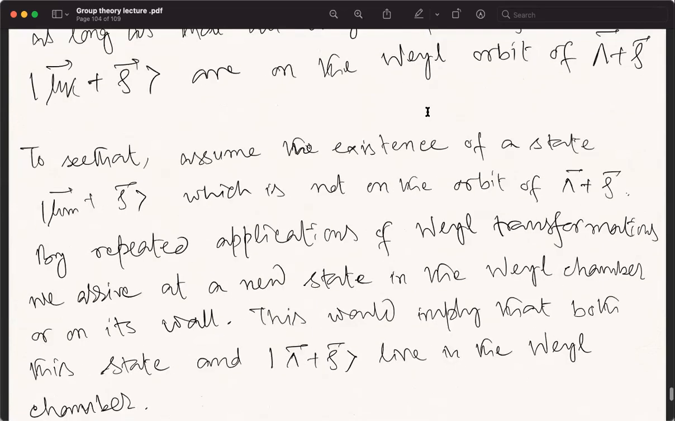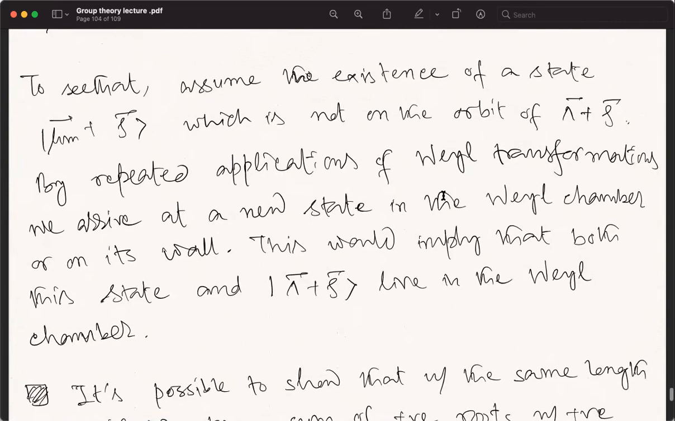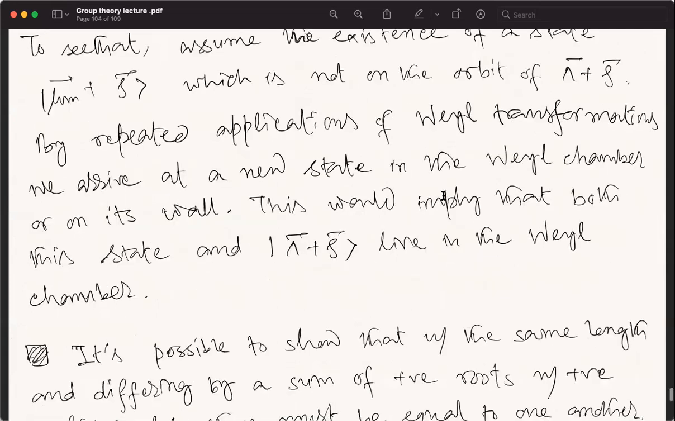Now to see that, assume the existence of a state mu m plus rho which is not on the orbit of lambda plus rho. Let's assume that. By repeated applications of Weyl transformations, we arrive at a new state in the Weyl chamber or on its wall. This would imply that both this state and lambda plus rho live in the Weyl chamber.